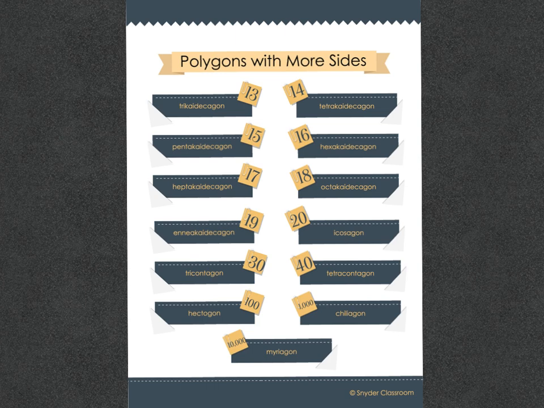But the ones that we're going to focus on the most in our geometry unit are going to be triangles, quadrilaterals, you know, pentagons, hexagons, octagons. Those are your most common types of polygons. But it's fun to know all these other extra ones.